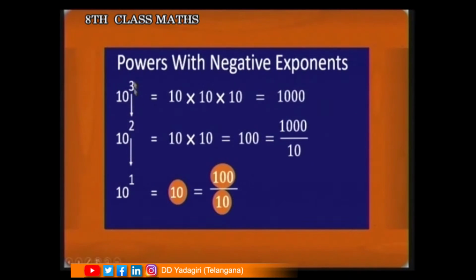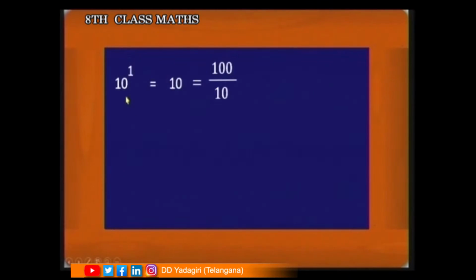Now, in continuation to this, I will take next 10 to the power of 0. How do you write 10 to the power of 0? It is 1, and I can write 1 as 10 by 10, and you observe the same pattern here also. The exponent is decreased by 1 unit, and thus the answer is again the 10th part of the previous value.